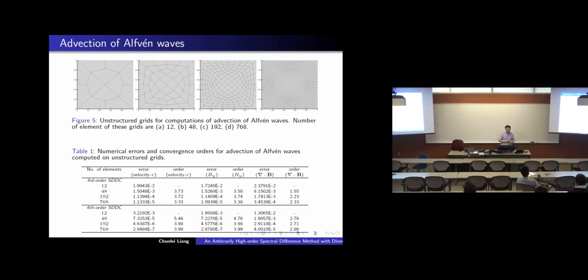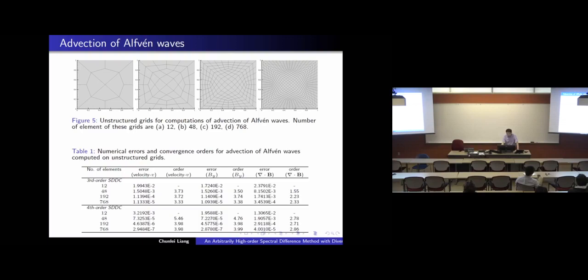Okay. So for instance, we use a third-order method. And if you look at the B field, you clearly see the order is actually slightly higher than 3. So 3.5, 3.7, 3.3. And now if you look at the fourth order, also the B field, you can clearly see the order is very close to 4, like 4.7, 3.98, 3.99. So it's pretty good, right? And if you check the divergence of B, the order will drop by 1, because for divergence B, you need to take the gradients in each direction and add them together.